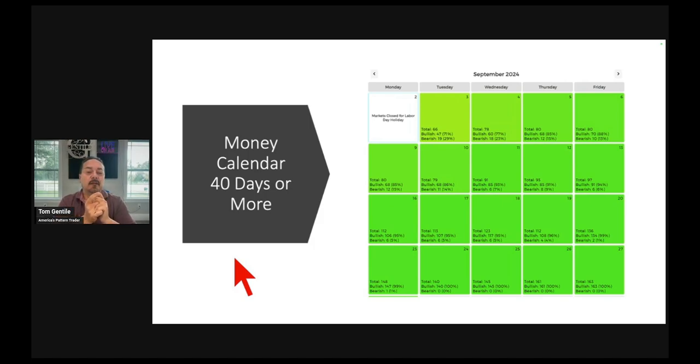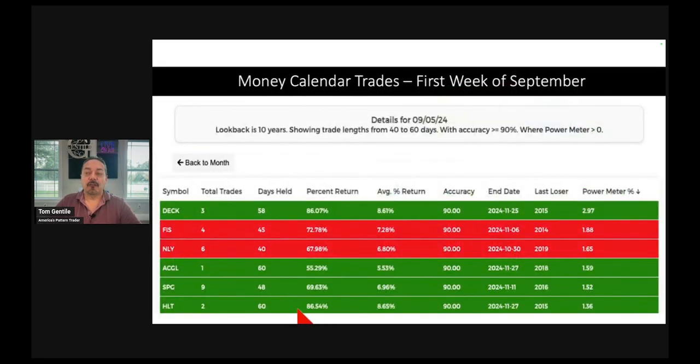So what does that tell me? That tells me if I want to be a longer term trader, if I want to look at the calendar and I want to look at seasonality that takes us past September, that takes us into October, maybe even into November, then I'm going to find more opportunities that are bullish than bearish. Let me show you some of the opportunities that we have in that 40 to 60-day time period, where we were looking at accuracy of 90% or better, where we had a power meter that was above zero. That means it was a positive power meter. That means that the trends were happening more in the recent years than they were in the past years.